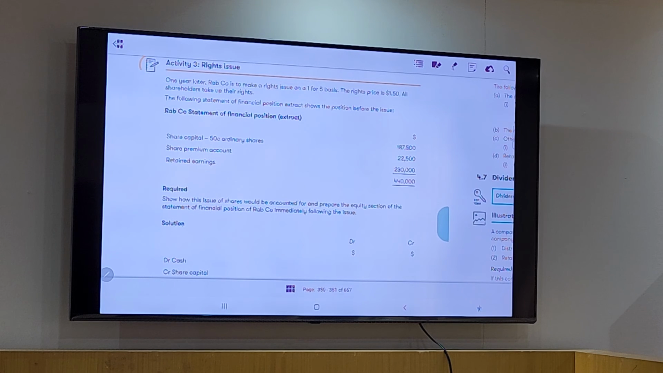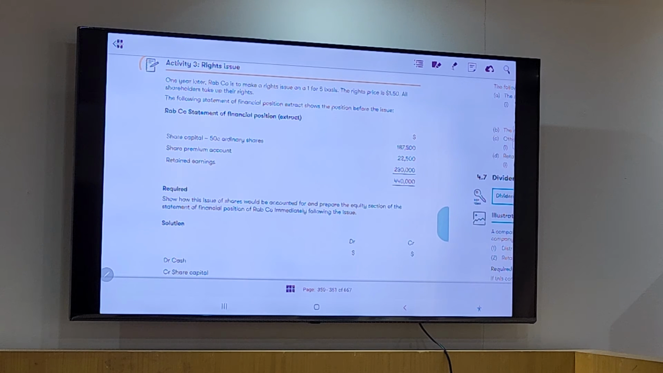Did you understand or not? This one, first, we will see the number of shares. Correct. How to calculate that? Then this will be divided by 5. Very good.